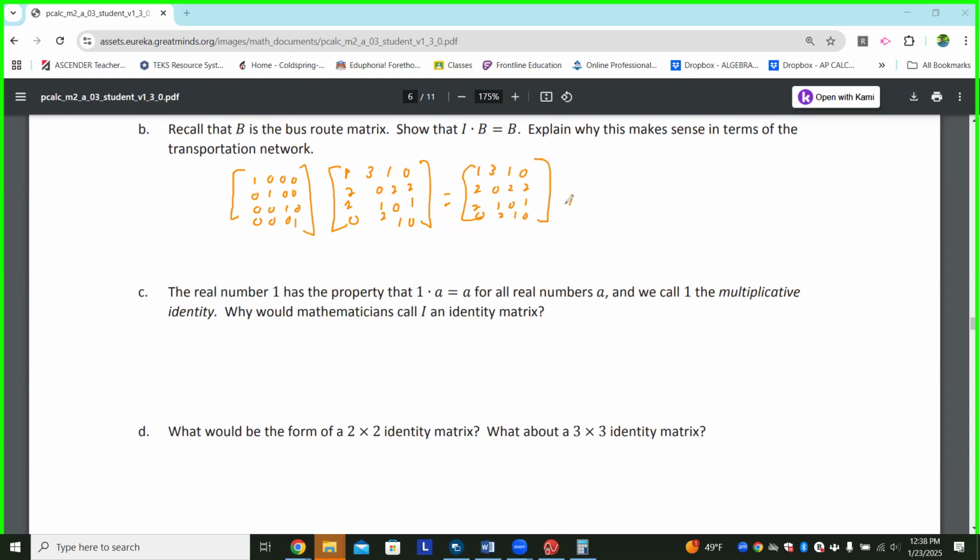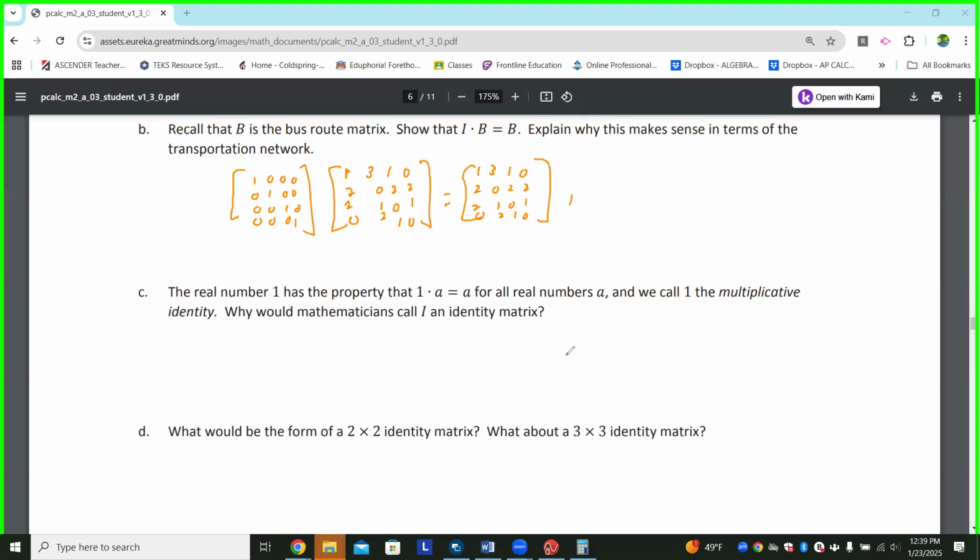So again, explain why this makes sense in terms of the transportation network. By having the trolleys there, did it really change the amount of routes that you have to get from one destination? No, you didn't. Right? So trolleys just going from a city to that one city doesn't change the amount of options you have going everywhere else. So that's why I can multiply and it not do anything. It'd be different if those trolleys were connected to other cities. Now we have a whole different kind of ballgame.